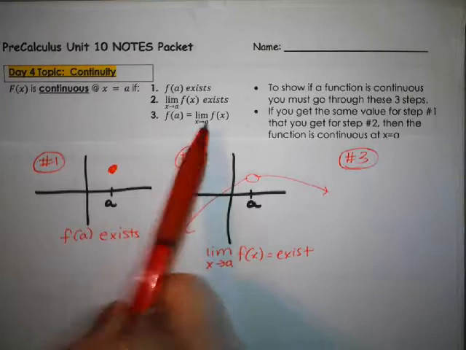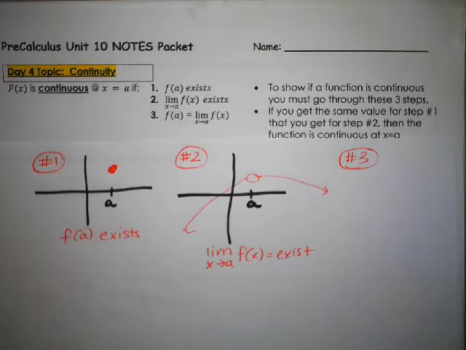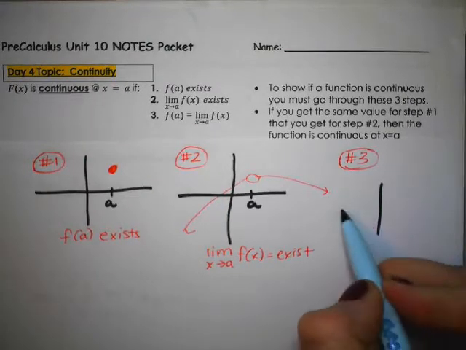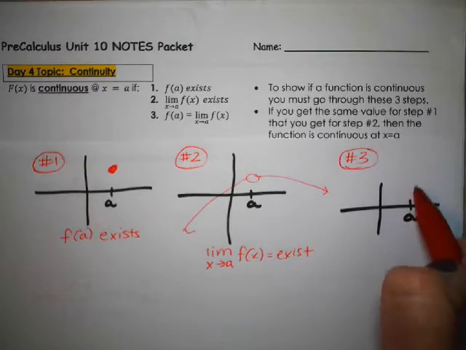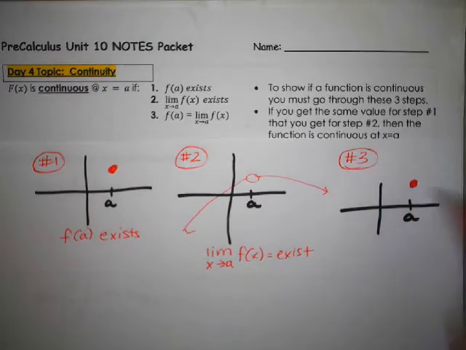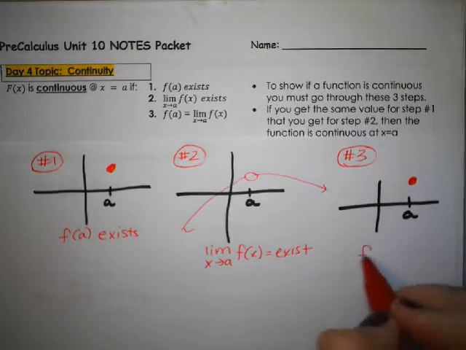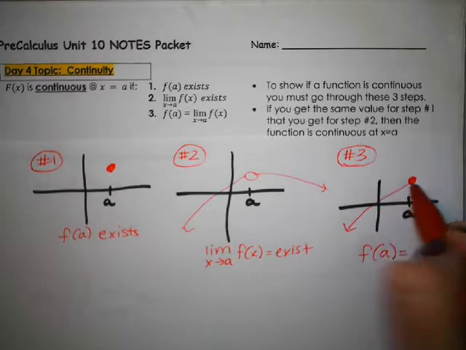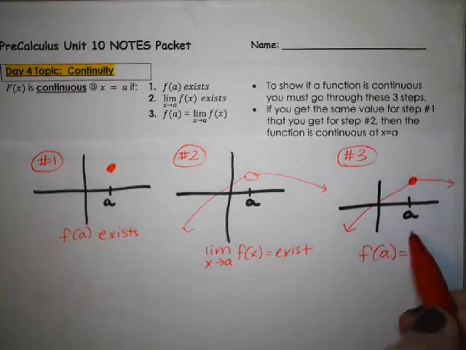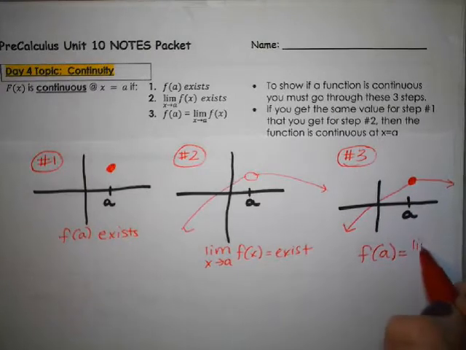But for step 3, in order for something to be continuous, f of a has to equal the limit as x approaches a. So graphically, what that means is if f of a exists, if it's a point up here, then that point, f of a, that y value, must be equal to whatever the limit as x approaches a of f of x is.